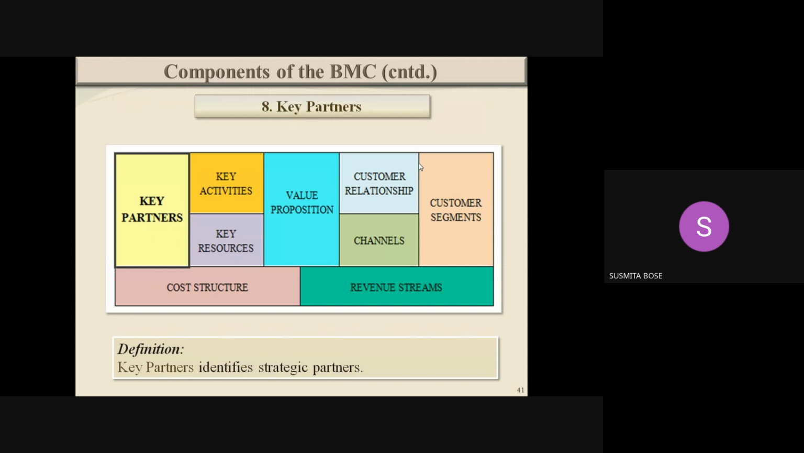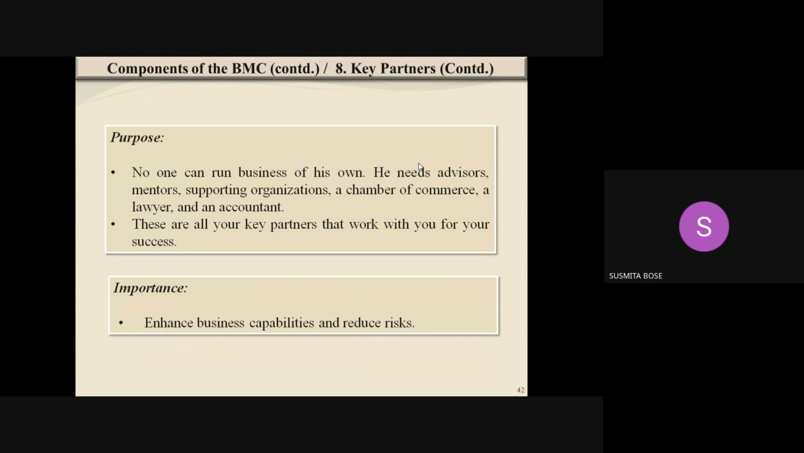Next is key partners. Key partners identifies strategic partners. No one can run a business on their own. You alone cannot run your business. You need advisors, you need mentors, you need supporting organizations, chamber of commerce, lawyer, accountant, human capital, employees, so many people. So these all are your key partners that work with you for your success.